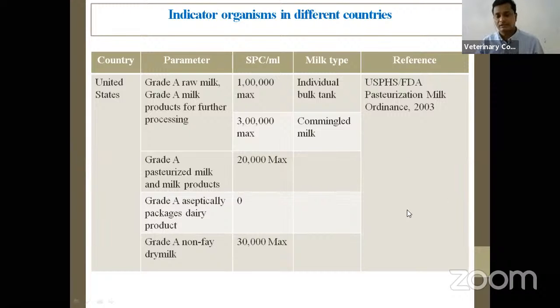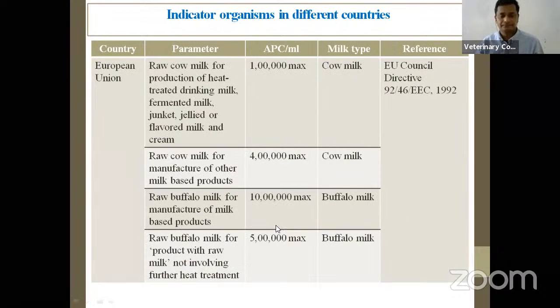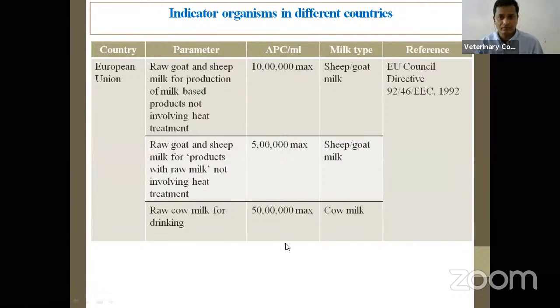Likewise, for other kinds of products, they are specified. In European Union, the aerobic plate count is 1 lakh as a maximum. So for other kinds of milk, there is 4 lakh, 5 lakh, or 10 lakh, depending on the kind of milk. Goat milk a bit higher.